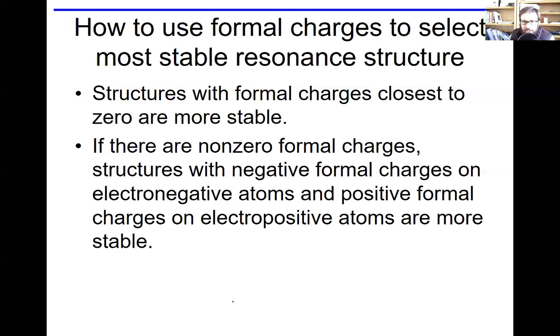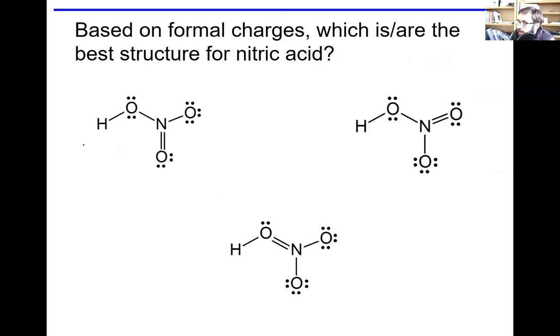The other thing I will say here, just as a note, and we'll go through this when we're working on this next problem, is that the formal charges of all the individual elements have to equal the total charge of the ion, or if it's neutral, it has to equal zero. Okay. All right, so let's go through this problem. Based on formal charges, which one is the best structure for nitric acid? So I've already given you the different resonance structures just to save us some time. Of course, you could have come up with this yourself.